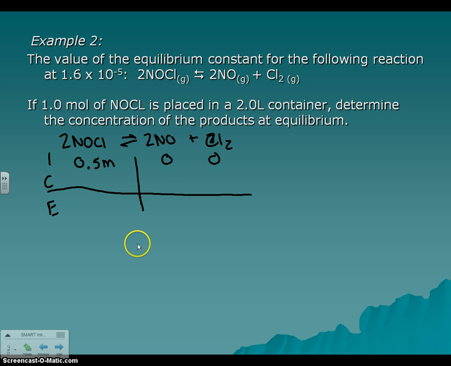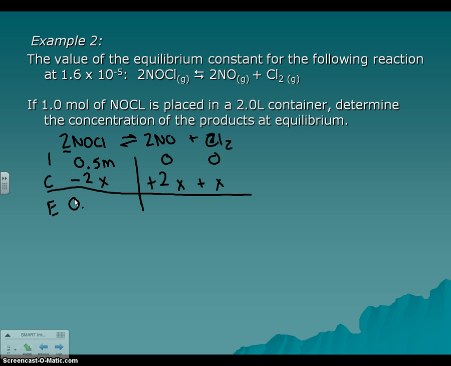So now I'm going to fill in my ICE table. Since I don't have any additional information, I'm going to use x. I know that this is going to go down, but by how much, I don't know. So that's where I'm going to use x. Now notice my coefficient, 2. This is going to go down by 2x. This side is going to go up by x, and since my coefficient is 2, I'm going to drop that down. The chlorine is also going to go up by x, but since it's a coefficient of 1, I'm just going to leave that as is. So that's going to be a positive x.